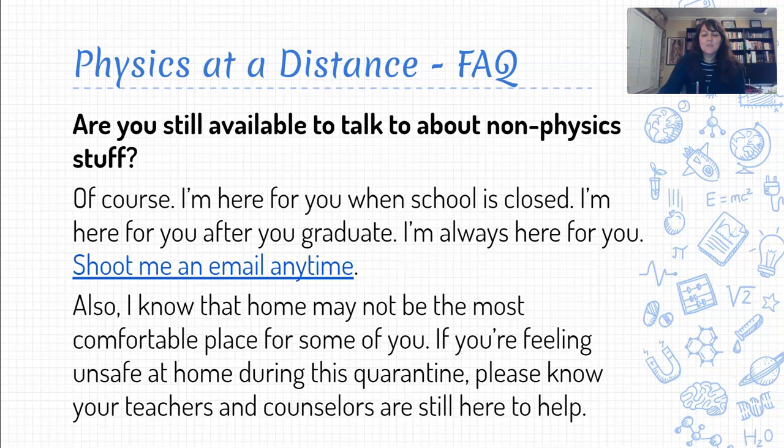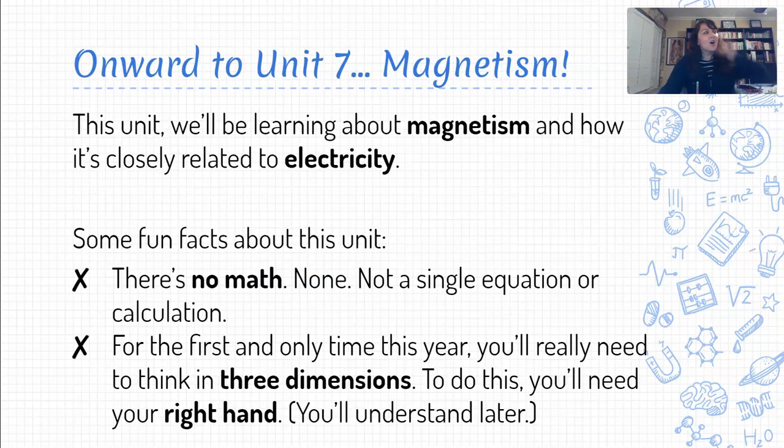Okay? So with all of that, on to the next unit. We just finished up electricity and circuits, and now we are jumping into a study of magnetism. As it turns out, magnetism is really closely interconnected with electricity. We're going to see how we can use electricity to create magnets and how we can use magnets to create electricity. It's going to be nuts. It's going to be great.